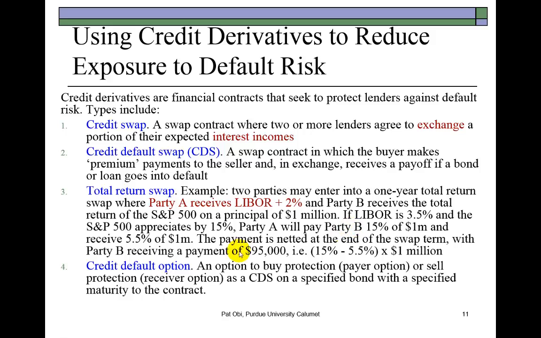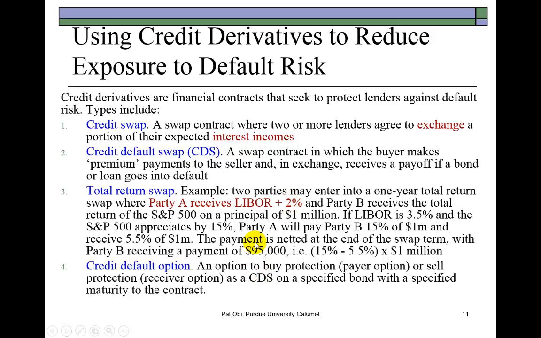So let me repeat. If during the term LIBOR is 3.5 and the S&P appreciates by 15%, party A, the guy in red right here, will pay the counterparty 15%, which is what he or she has promised to do, 15% of $1 million, and receive 5.5% of $1 million. 5.5 again being LIBOR of 3.5 plus the fixed rate of 2.